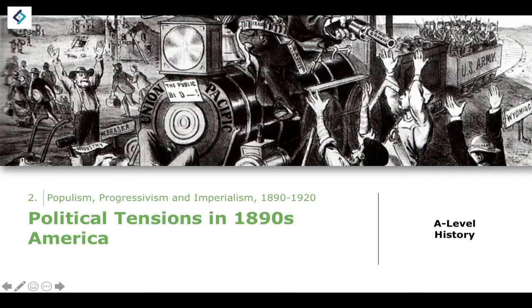Welcome to the first lesson on the next major topic for America making a superpower. We're going to talk about populism, progressivism, and imperialism over the next few lessons, talking about the period of American history between 1890 and 1920.